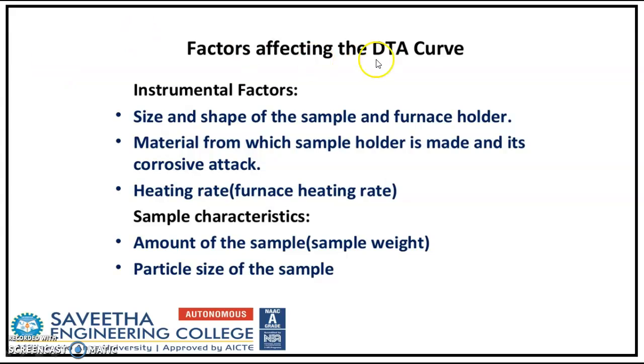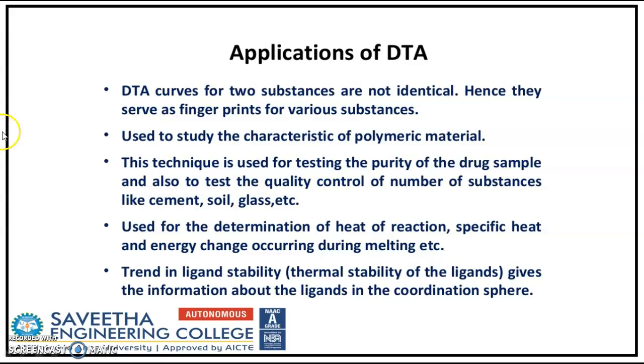Next, what are the factors that affect the DTA curve? There are two important factors. One is instrumental factors and the other is sample characteristics. The size and shape of the sample and furnace holder, then the material from which the sample holder is made and its corrosive attack. Next, heating rate. These are some of the instrumental factors that affect the DTA curve. Coming to the sample characteristics, the amount of the sample and the particle size of the sample mainly affect the DTA curve. Next, the applications of DTA.